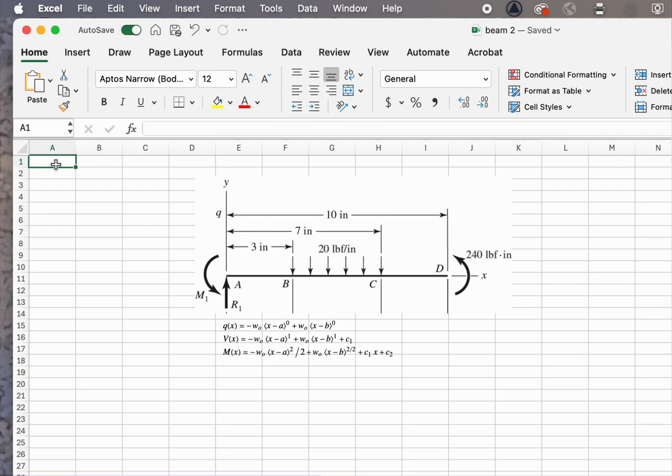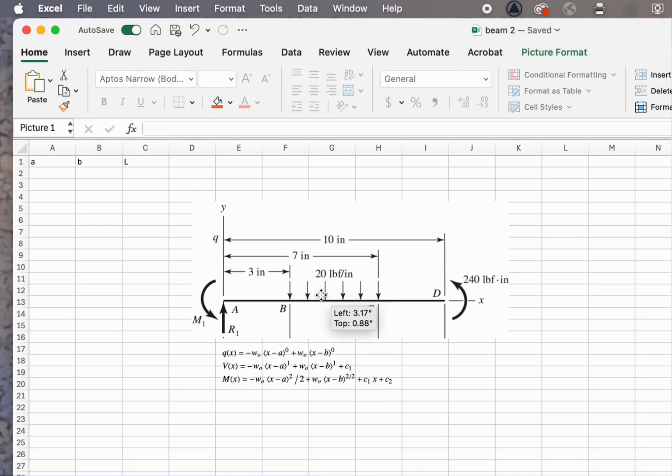So let's put these values up here. So this is going to be A and B, and let's say the total length is L. We'd also want these loads here, so W naught here, and I'm going to call just the bending moment out here M naught. That's the applied bending moment at the end. We're also going to need C1 and C2 for these unknown constants here.